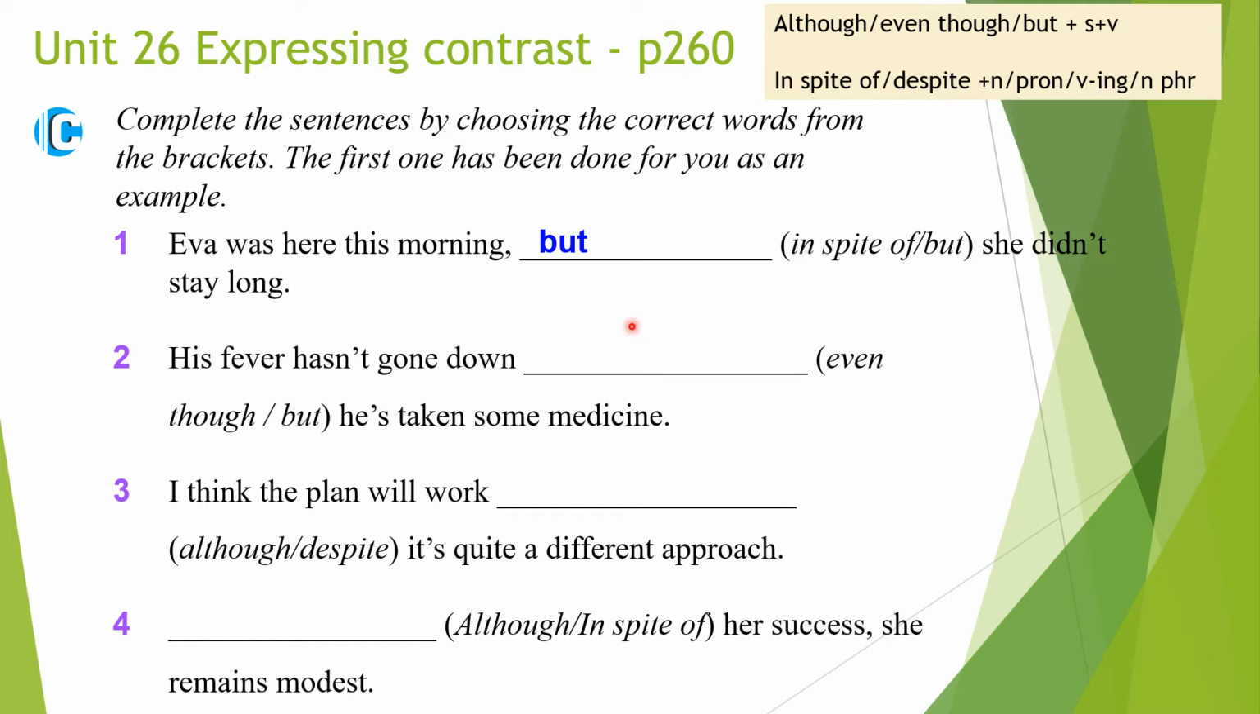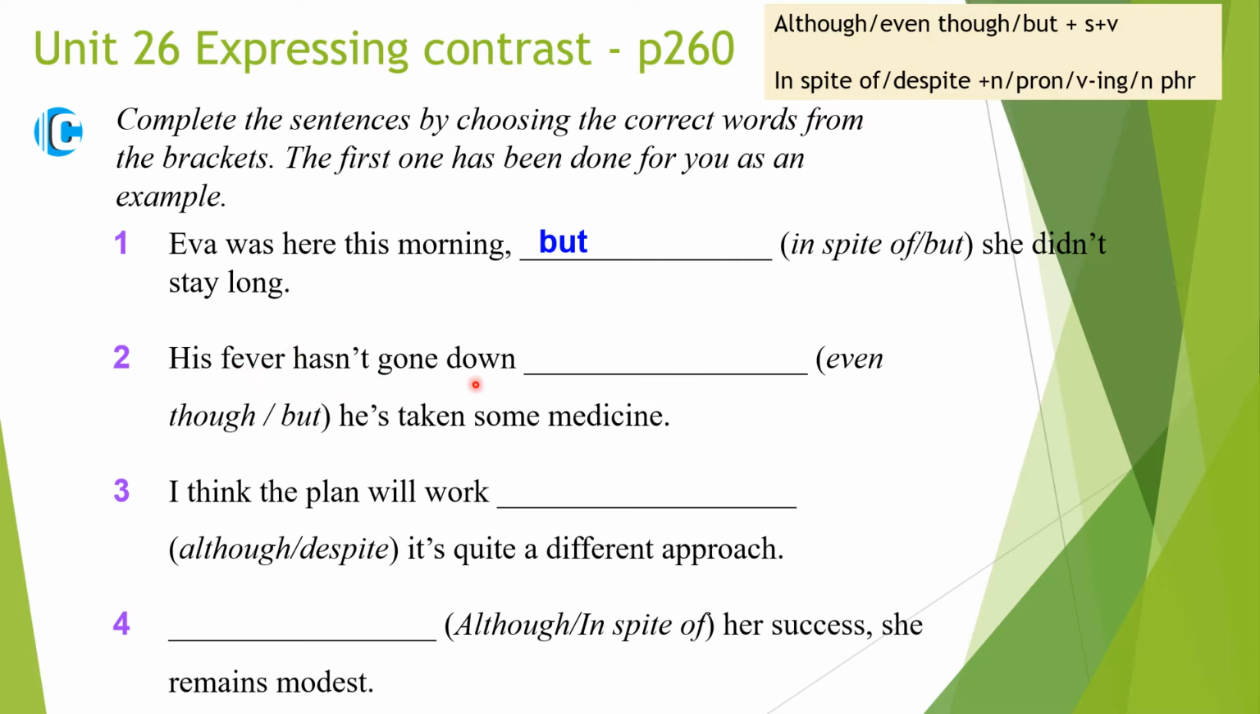All right. So for number one, Eva was here this morning. Do you use in spite of or but? Notice when you use the word but, it is followed by subject and verb. In spite of, there is no verb. It is followed by a noun, pronoun, gerund, or noun phrase. So when you see subject, verb: she is the subject, didn't stay is the verb. So of course we use but. The answer is: Eva was here this morning, but she did not stay long. This is the answer. I would like you to try number two.